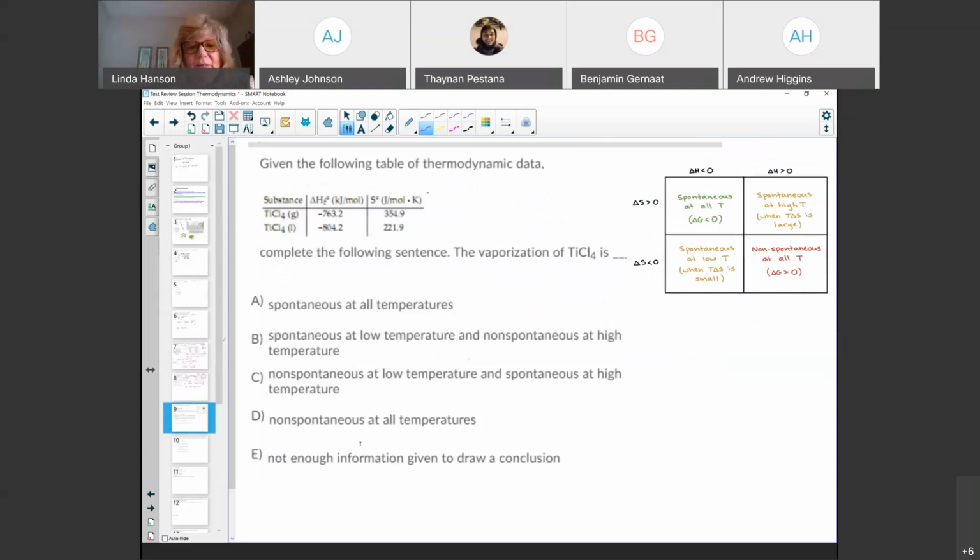I won't spend as much time, but I wanted to put a next example, just because when you see this type of question, I want you to look for the compound, like PCl3. I want you to look at the overall feel or flavor of the question. Here you're given some thermodynamic data, and you're asked about the vaporization of a compound. Remember, vaporization is liquid turning to gas.